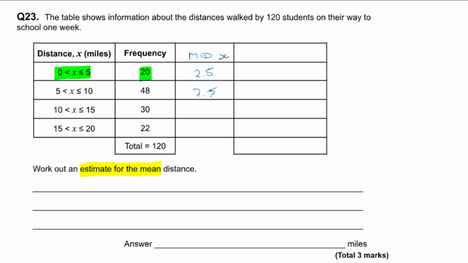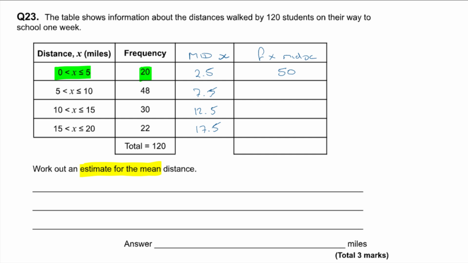10 plus 15 is 25. Halve it, you get 12.5. And then 15 plus 20 is 35. Halve it, you get 17.5. We're going to use those to represent the amount of miles each student walked in each of those categories. And then we're going to do frequency times mid-x. So 20 students walked, we're estimating 2.5 miles each. If we multiply those, 20 times 2.5, we're estimating that those 20 students walked 50 miles between them.